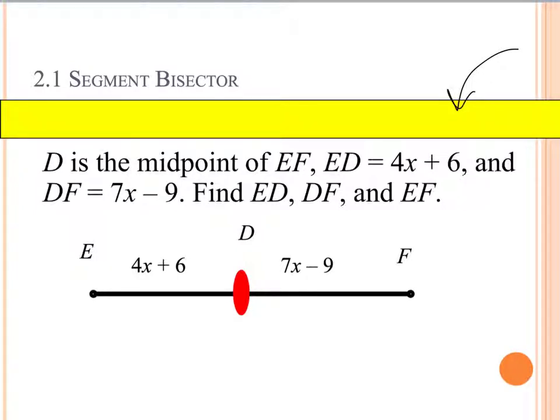Alright, it says D is the midpoint of EF. ED is equal to 4x plus 6 and DF is equal to 7x minus 9. Find ED, DF, and EF. So we're finding all three measurements.